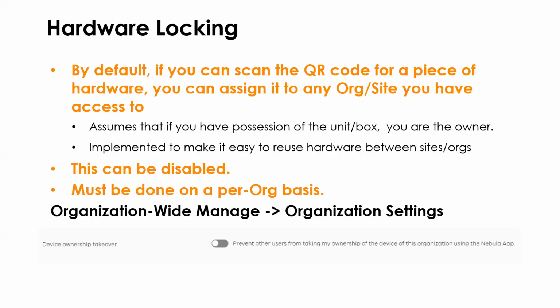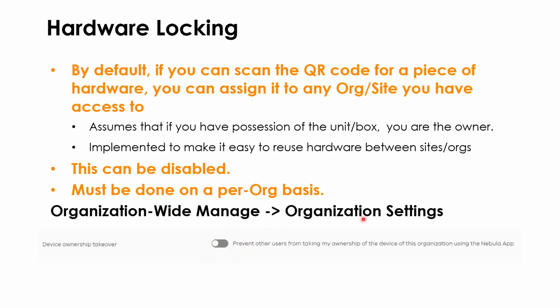The downside of that is you've installed a bunch of access points at your customer's location, and somebody at your customer's location goes, "Hey, what's this QR code? Let me scan this QR code." We could then take over management of your device. So that is something that you can disable. Once you've deployed everything, you can simply go into the organization under organization-wide management settings, organization settings, you can disable that for the org. So once the device has been assigned to that organization, it cannot be reassigned to another organization just by scanning the QR code.